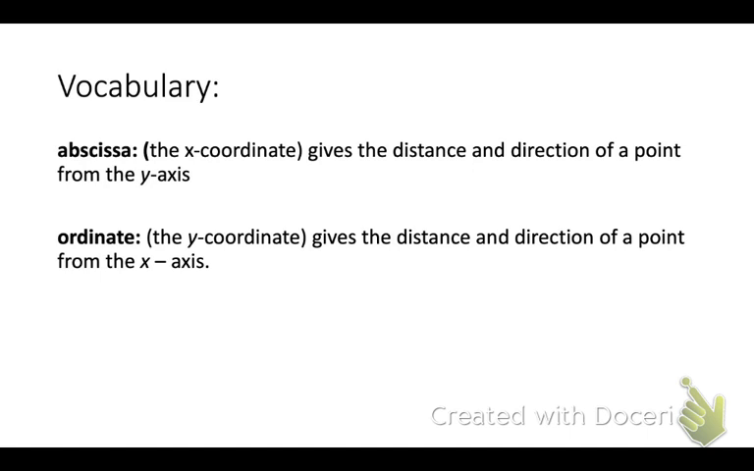The ordinate is the fancy name for the y-coordinate. And this gives the distance and direction of a point from the x-axis. So if my ordinate is positive, that means I am above the x-axis, so many units. If my ordinate was negative, it's below, right? Well, this makes sense, right? So we're kind of just thinking about it in a better frame of mind. And we're just kind of used to x, y, x, y.